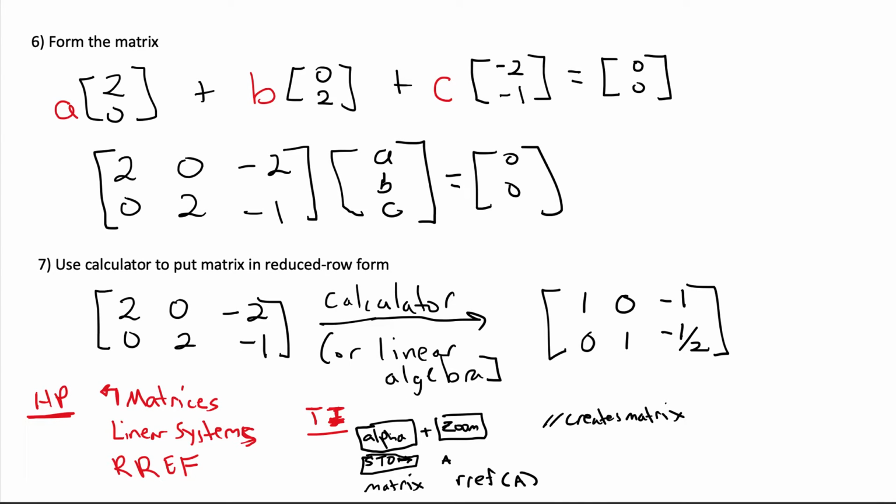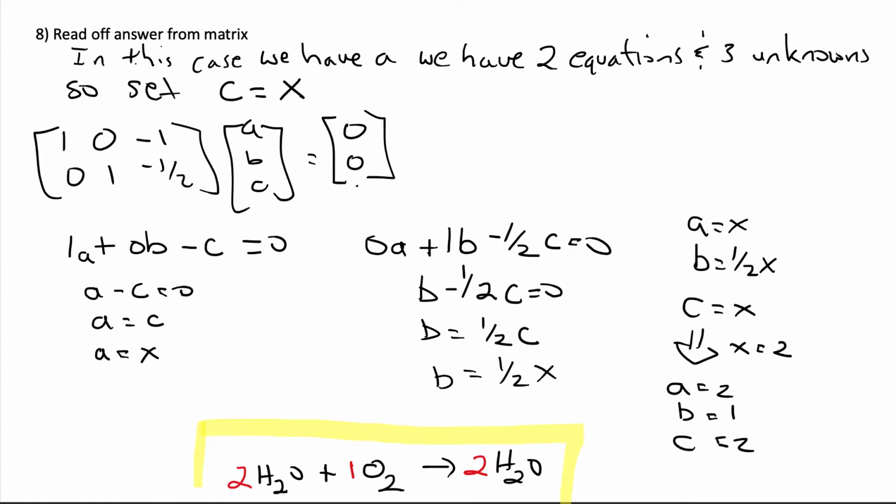And in TI, you have to do alpha zoom. That'll create a matrix. You store that matrix in A, and then you go back into the matrix menu that you have in your TI, and you issue this command, RREF, basically the same command that was on the HP, and you tell it to use the matrix that you created. And then you just read out the answer from that. And so we have 2 equations.